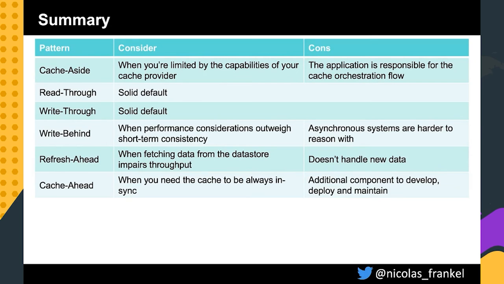Once you get comfortable with your caching provider, in general, you will use read-through and write-through because it removes the responsibility of this orchestration flow from the application. Your application doesn't care about the cache. It should just use one data store. And in that case, the data store can be seen as the cache.